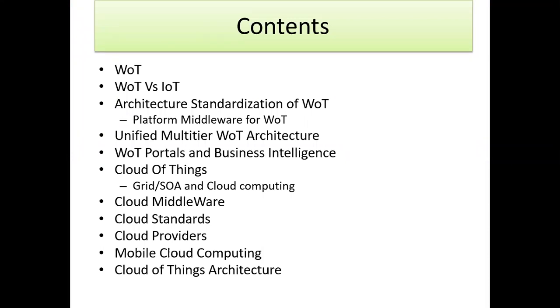First we will see the Web of Things versus IoT, that is Internet of Things. Then we are going to see the two pillars of the web. Then architecture standardization of WoT. In that we are going to see the platform middleware for this WoT. Then we are going to see the unified multi-tier WoT architecture. Then WoT portals and business intelligence, and cloud of things we are going to study. In that we are going to see the grid, SOA and cloud computing.